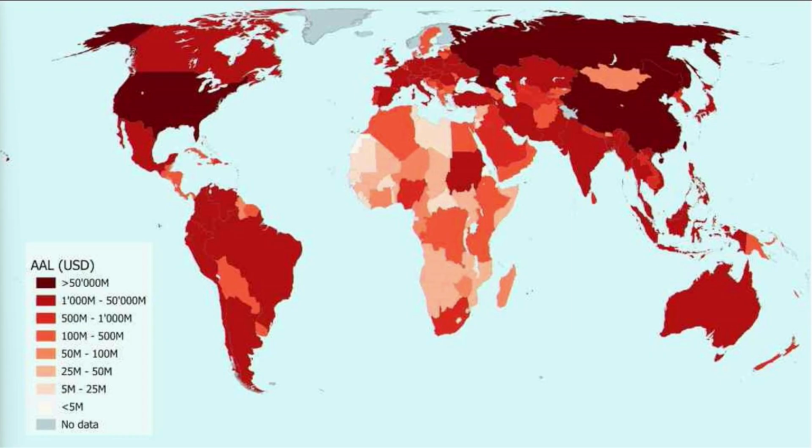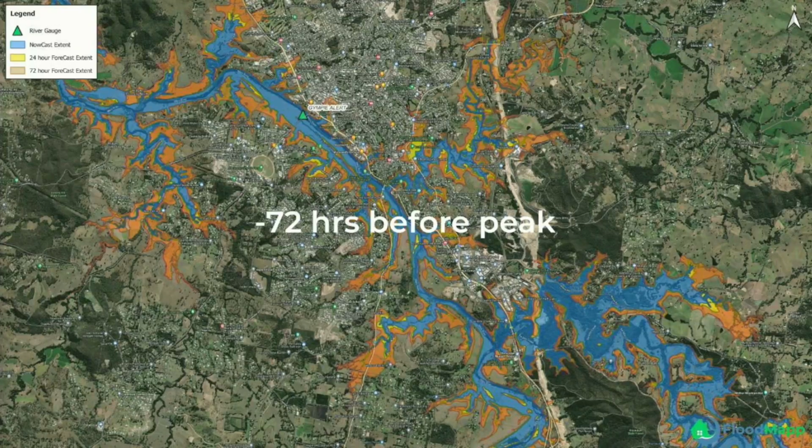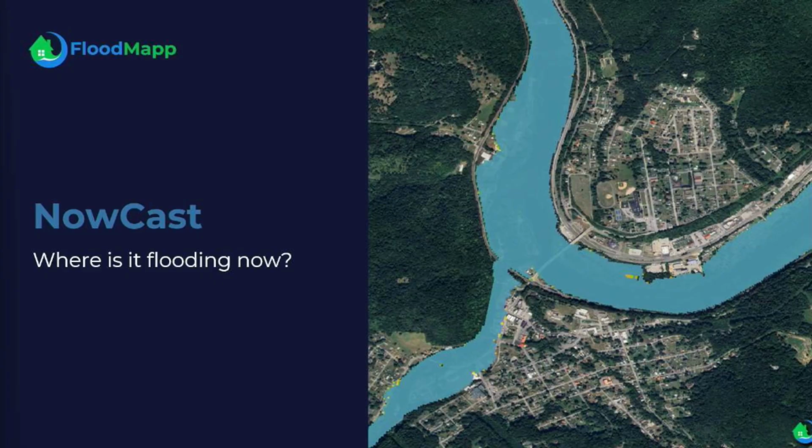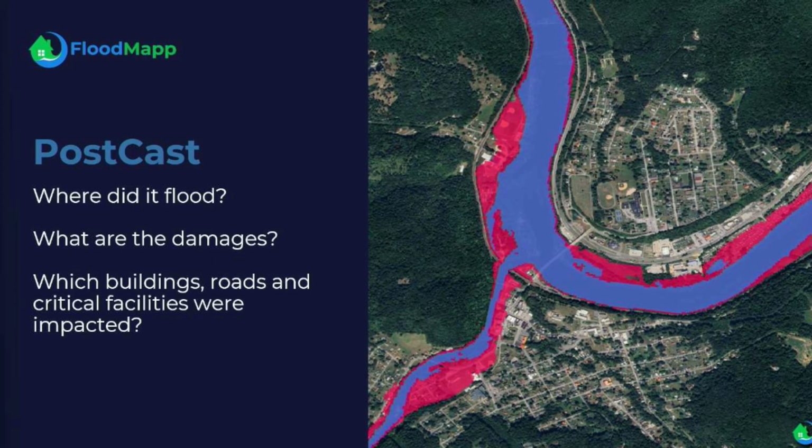Okay, so what we deliver as an organization is stuff that looks a bit like this. We deliver forecast, nowcast, and postcast data. Data that's before a flood, data that is at the time of the flood, and data that is after the flood for post-incident analysis. So forecast: where will it flood? What people, property, critical infrastructure is at risk. Nowcast: where it's flooding now. And postcast: where did it flood? Where are the damages? What facilities, what features have been impacted?